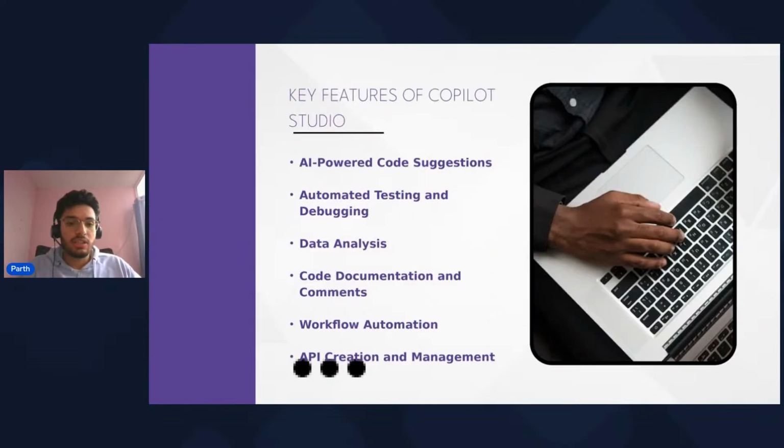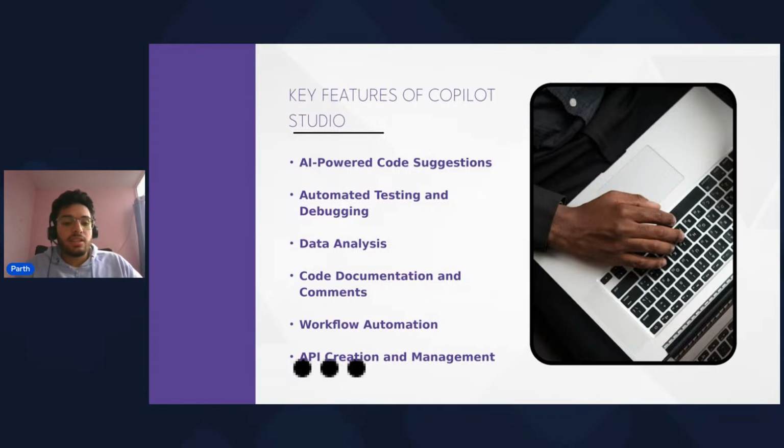Now we'll see the key features of Copilot Studio. First of all, AI-powered code suggestions, as we saw before: how GitHub Copilot will let you write code on its own, build boilerplate templated code on its own, and pre-fill the functions you are trying to build. It will even fill the functions, probably the whole files you want to fill, all on its own using its AI-powered code suggestions.